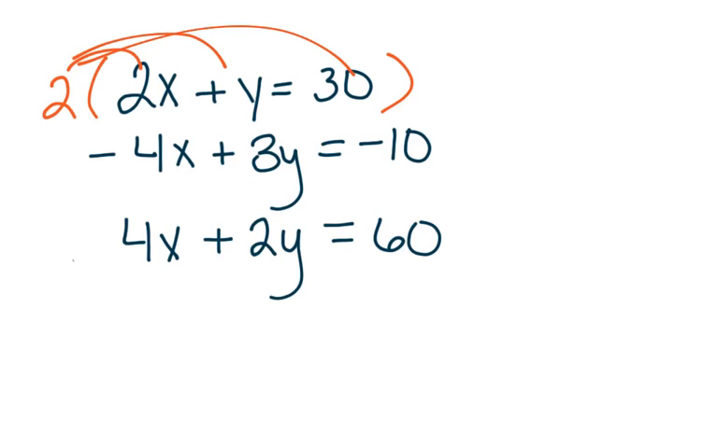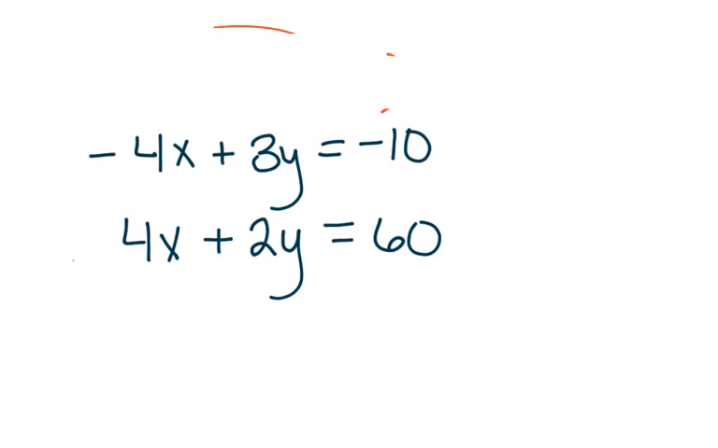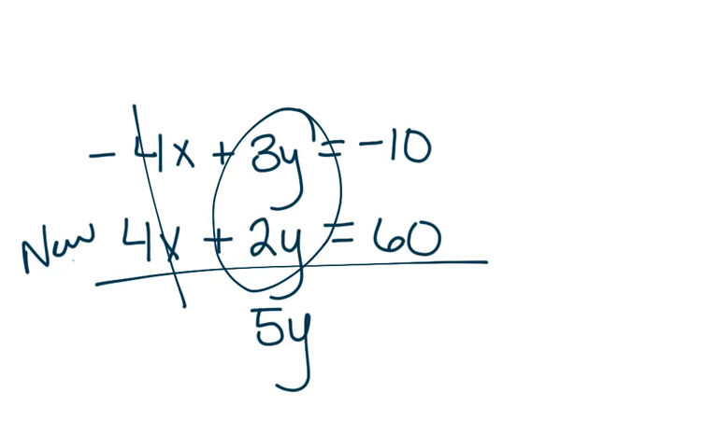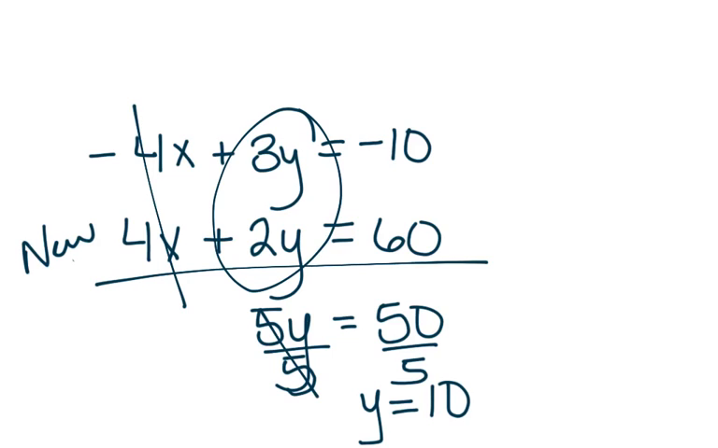What I'm going to do is, so that we don't confuse everybody, erase this equation. That's gone. If you need to see it again, just go back. And now let's solve this one. This is the new equation that we just created. So -4x and 4x cancel out. They're gone. 3y and 2y become 5y. And then -10 plus 60 is 50. Divide both sides by 5. Nice pretty number here. y equals 10.